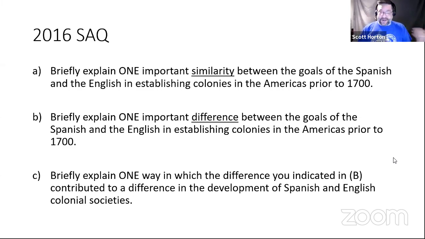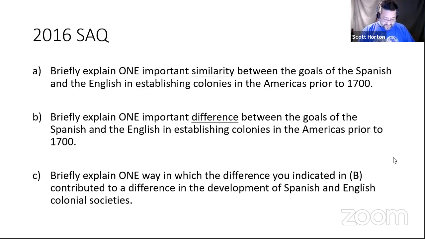So similarity, the Spanish and the English are both seeking to acquire wealth. Spanish are looking to get gold in the New World, and eventually, of course, throughout the 1500s, that's what they're doing. When the English, for example, come to settle Virginia, they think they're going to find the same thing that the Spanish did. They think they're going to be able to make all kinds of money off of stealing gold from Native Americans, but they don't really find that.